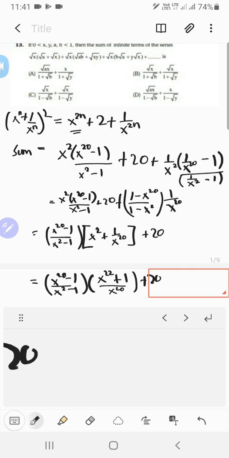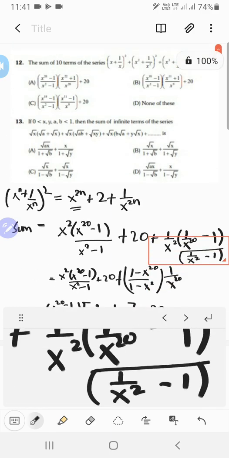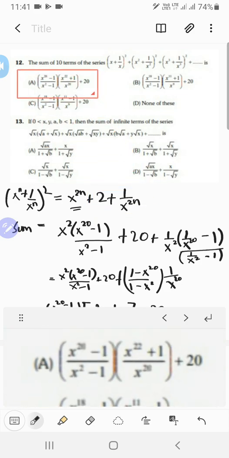Let's see if this was in the options. Oh yeah, this was in the options. This is the first option itself. So (x^20 minus 1) over (x squared minus 1) times (x^22 plus 1) over x^20, plus 20. Yes, correct. So option A is correct.